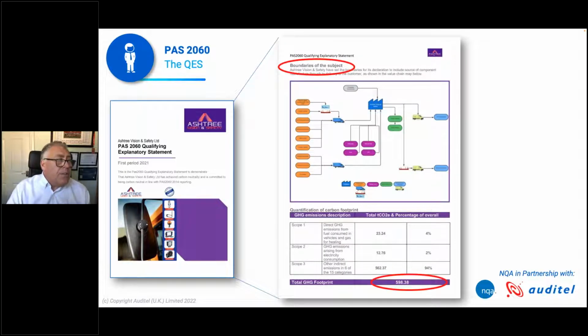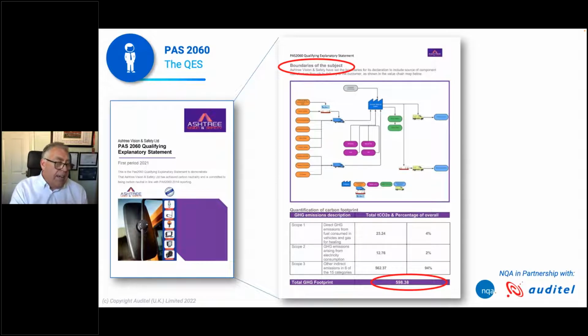Then you've got the boundaries of the subject. We use an emissions map to depict this, that shows the value chain of the business right the way through, and where the emissions are and the boundaries that we're including. And then we have a quantification of the carbon footprint itself. So these are the scope 1, scope 2, and scope 3 categories, and we always put on the number of tons of CO2e that's being created, and we always work that out as a percentage of the overall carbon footprint.